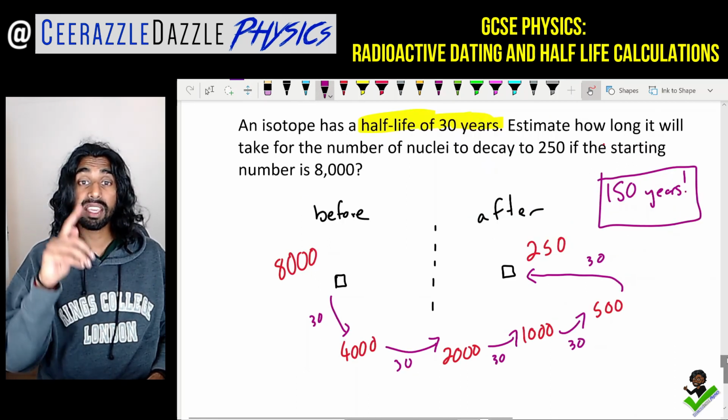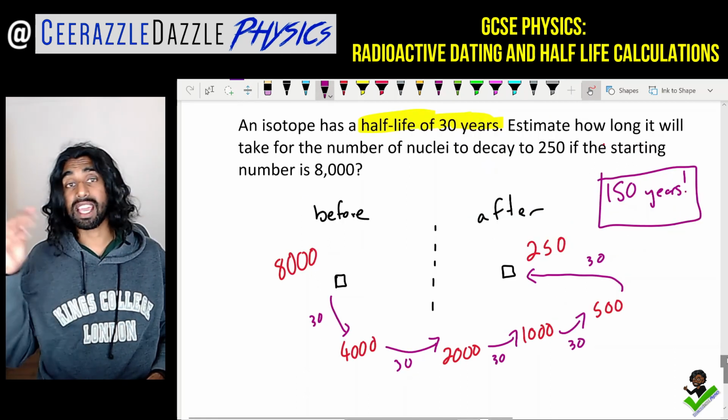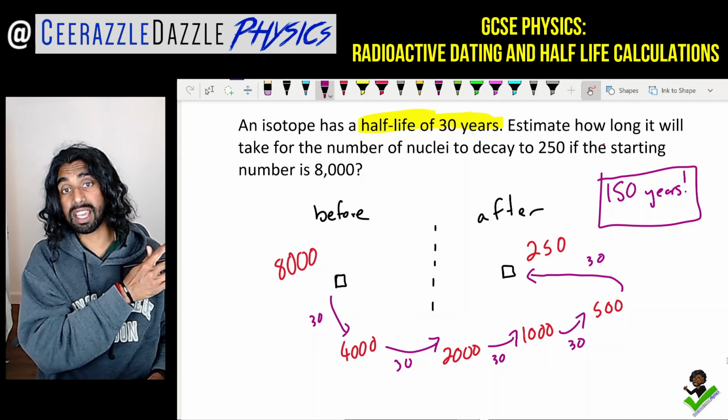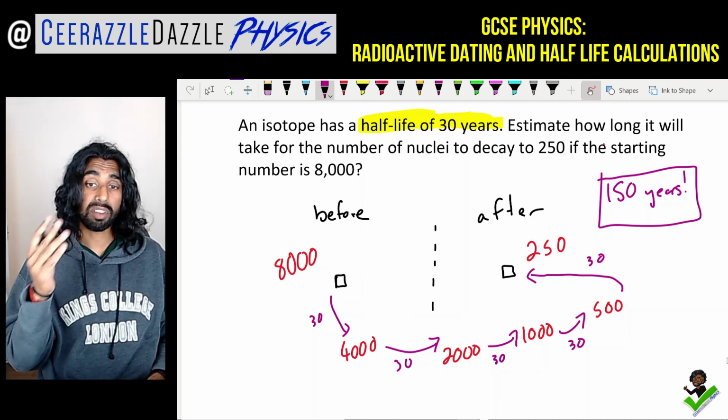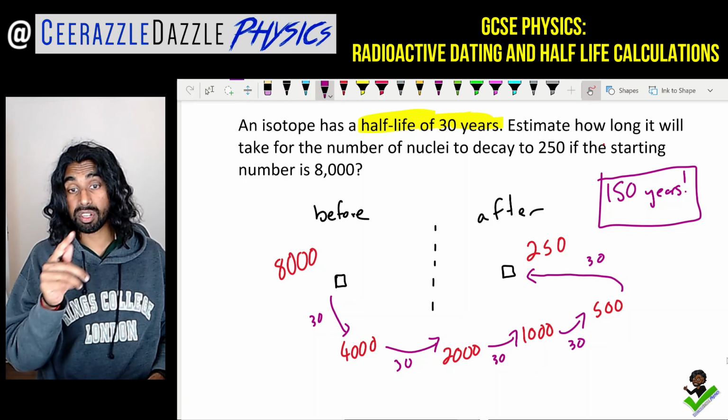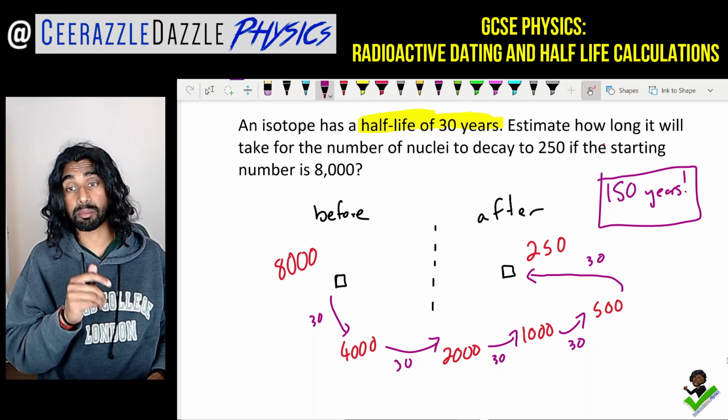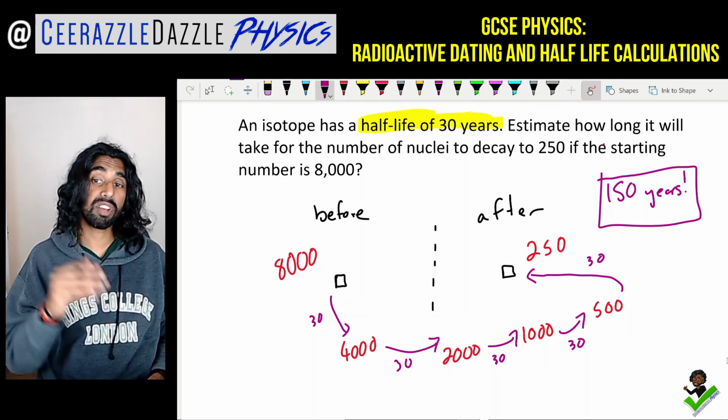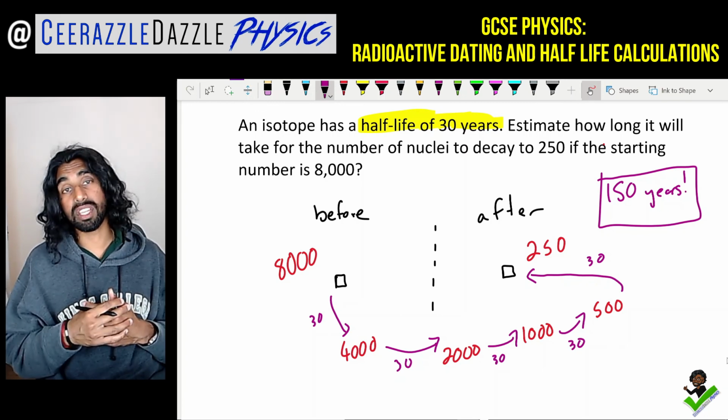Final question of the day, we looked at another example. We had 8,000 at the start and 250 at the end. Then we calculated how many half-lives have passed. This one was 1, 2, 3, 4, 5 half-lives have passed. Each half-life is worth 30 years, therefore 150 years in total.